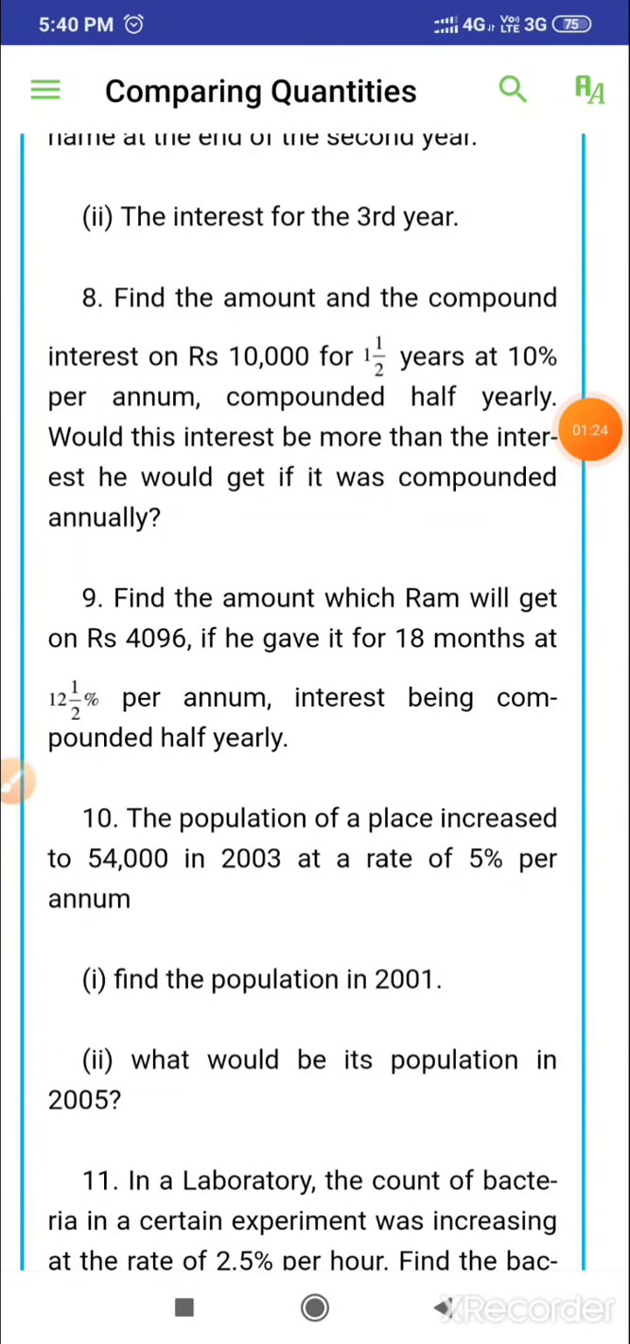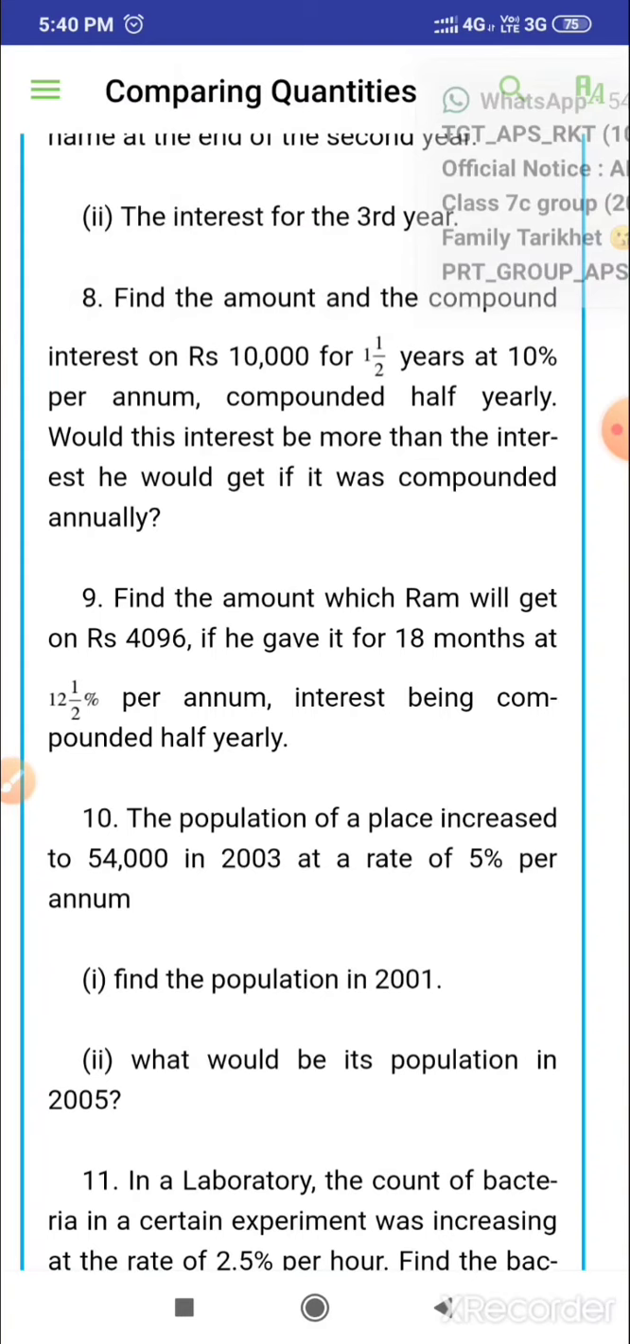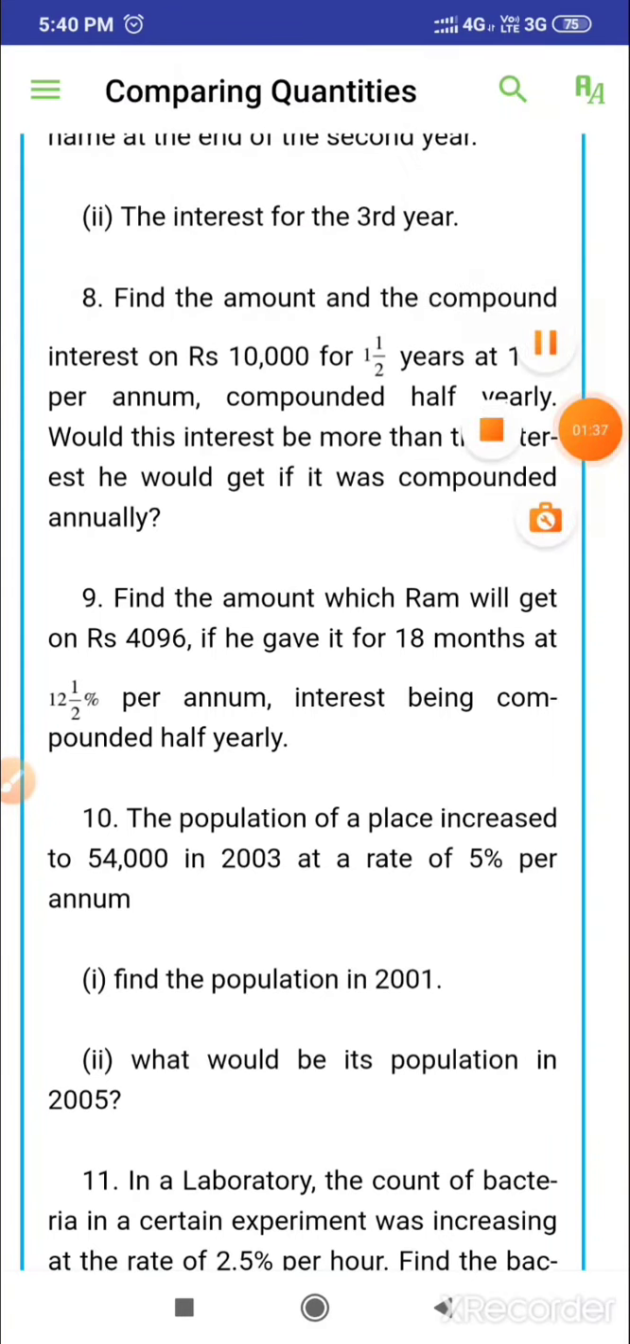Next question is: the population of a place increased to 54,000 in 2003 at the rate of 5% per annum. Find the population in 2001. What would be its population in 2005?